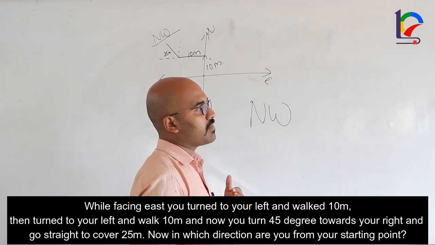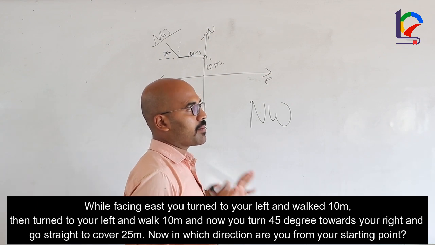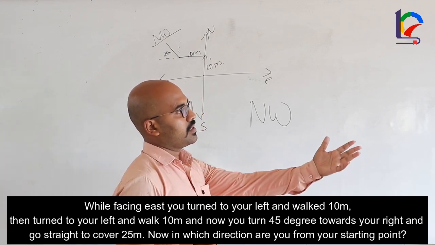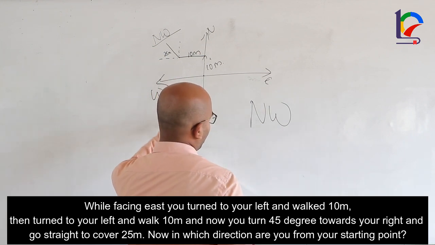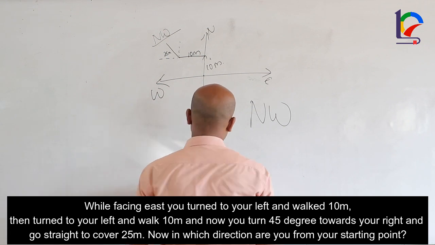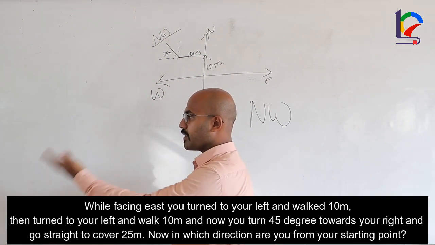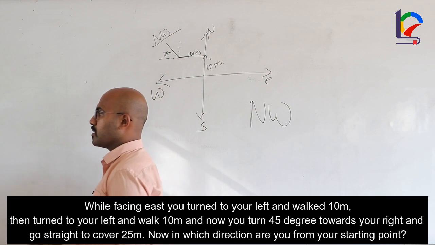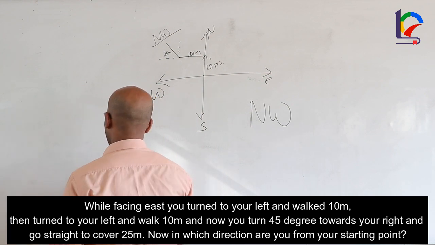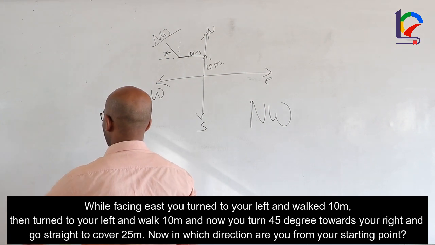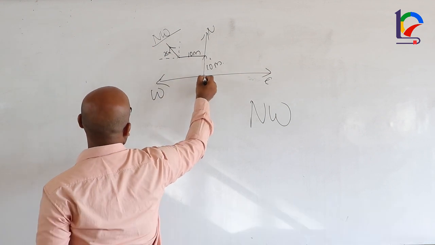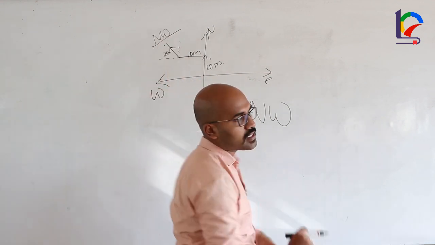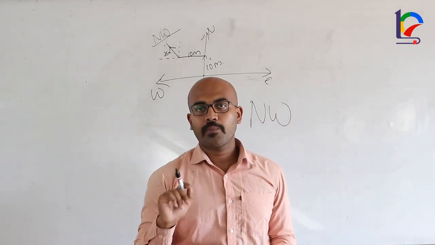So I repeat once again. I am facing towards my east. I am standing at one particular point, facing east. I turn towards my left, so I will be facing north. I walk 10 meters. Again I turn left, I will be facing west. So I walk 10 meters. Now here I turn towards my right through an angle of 45 degrees and walk 25 meters. So finally I will be in the direction of northwest from the starting point.